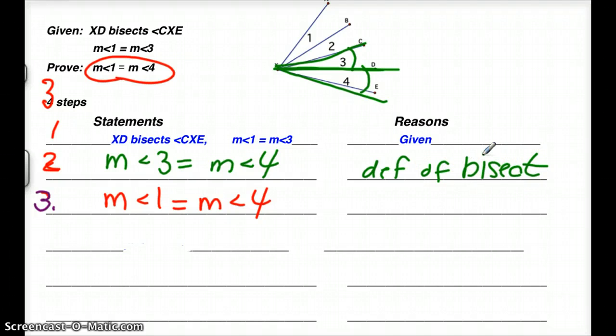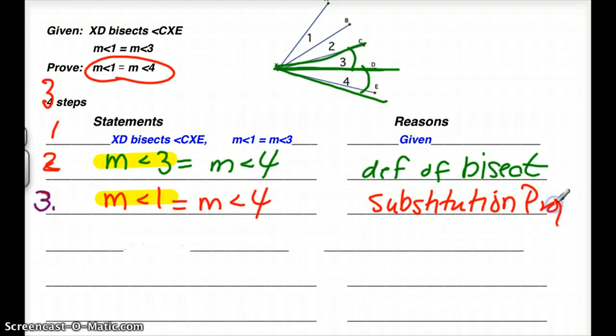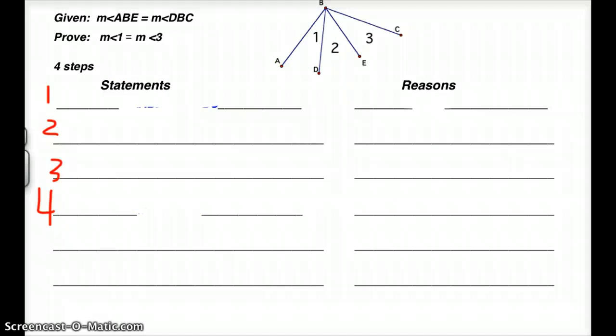Now what happens from 2 to 3? Do you see that 3 is being switched to 1, and that would be the substitution property? So again, that one only took 3 steps. Let's move on to the next one.